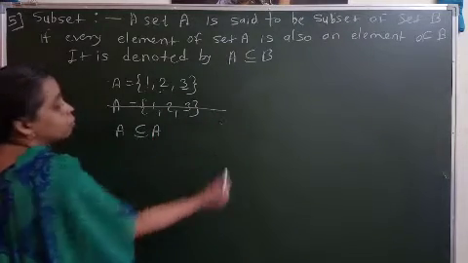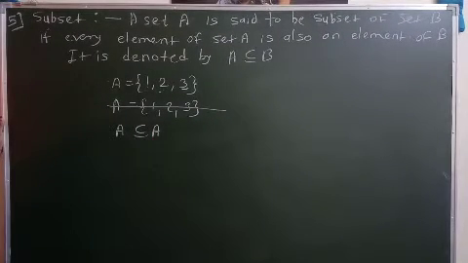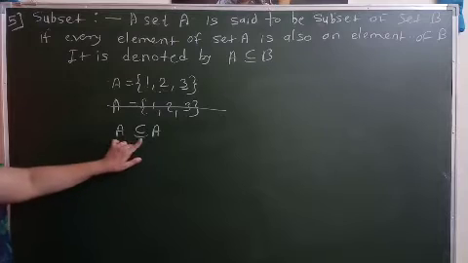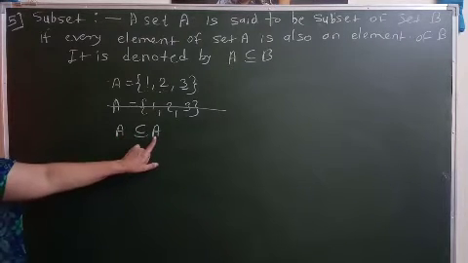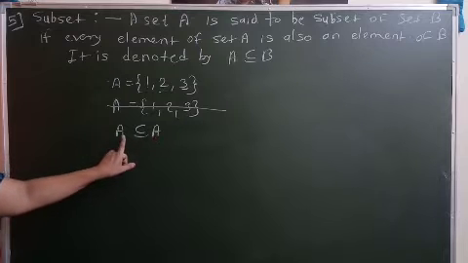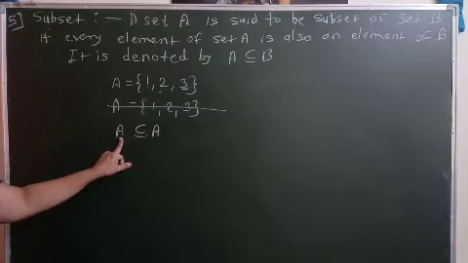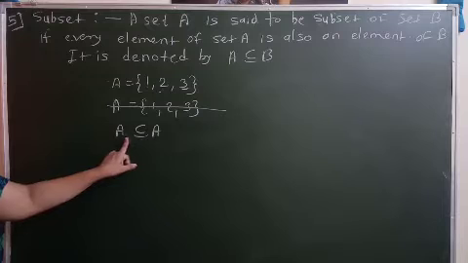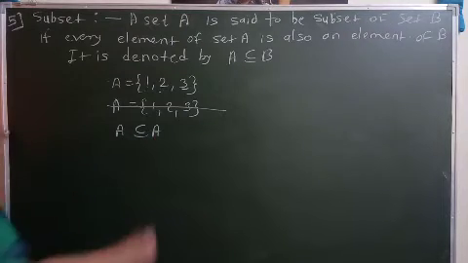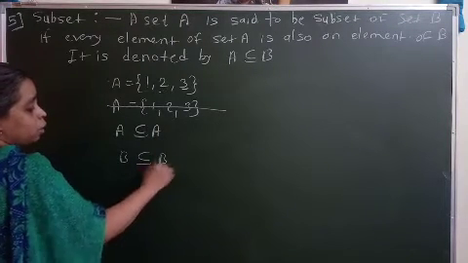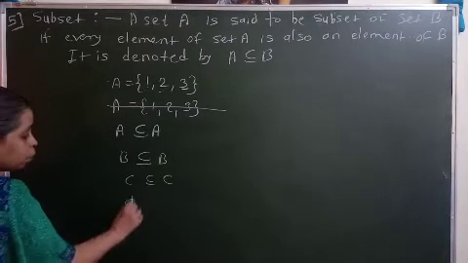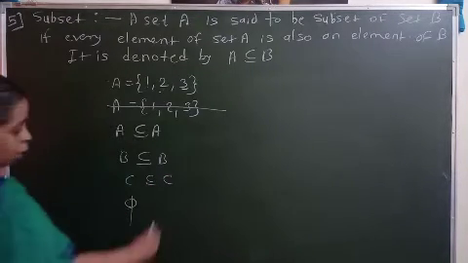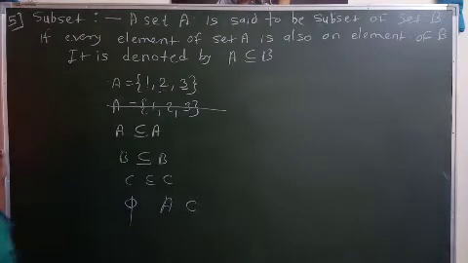If you write only one set, so A is subset of A, means every element of set A is also an element of set A. So every set is subset of itself. Similarly, you can write B is subset of B, C is subset of C. So phi is subset of every set, and every set is subset of itself.